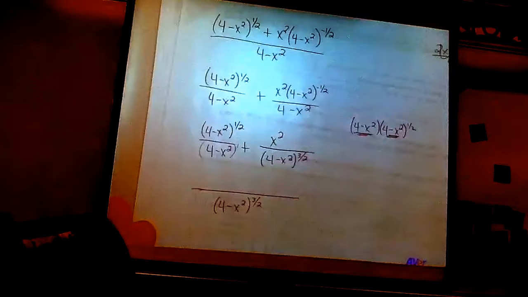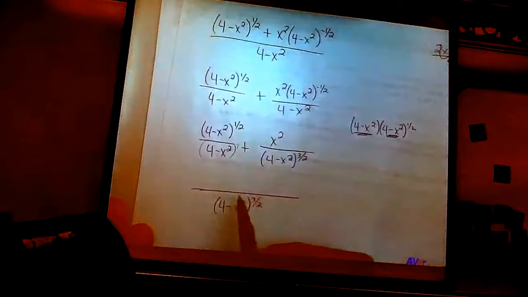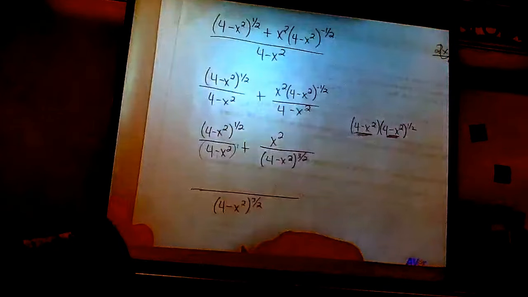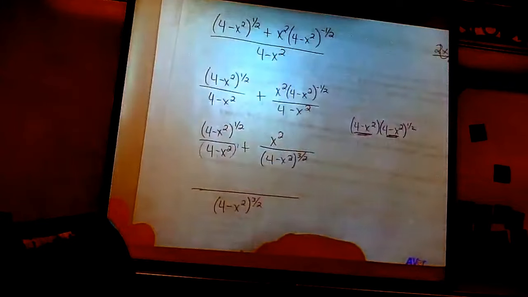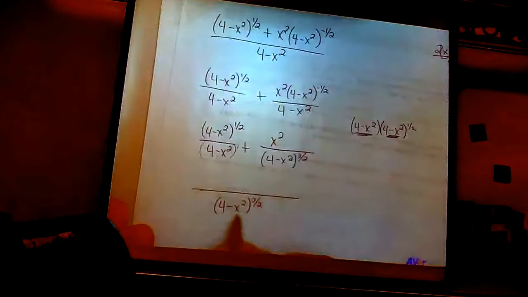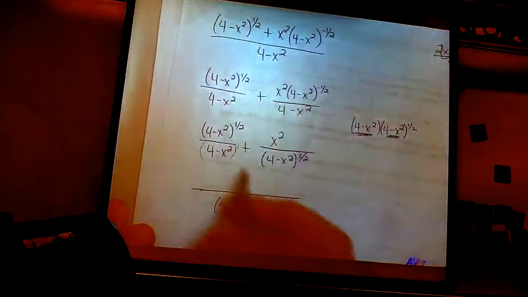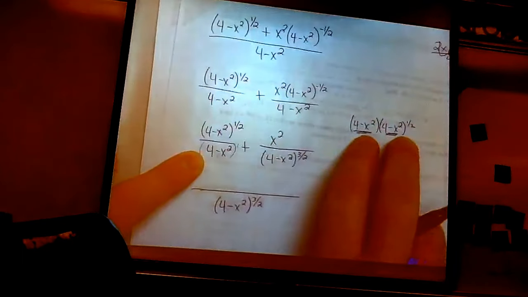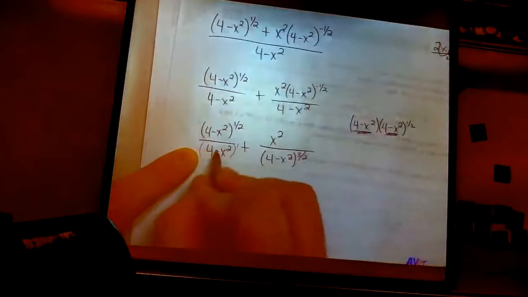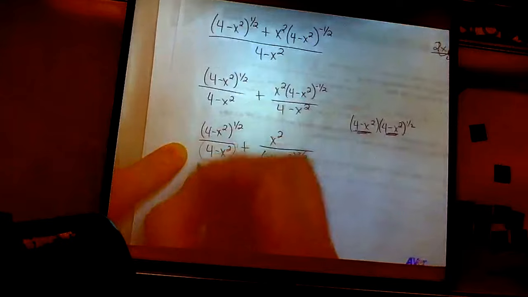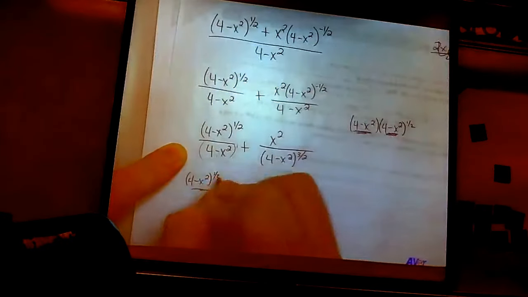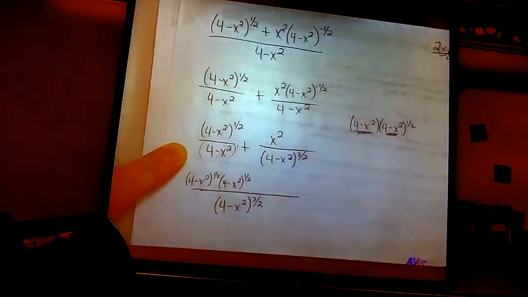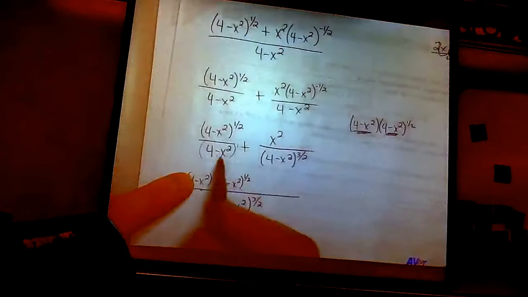You have to multiply everything else on top the same way. Wouldn't it be 4 minus x squared to the second part? What did the bottom of this one get multiplied by to create this? 4 minus x squared to the 1/2 power. If I take that and multiply, look at it, it's right here. If I multiply those, I get that, right? So that one is missing. So basically now on the top of this one, I'll write it all out. You'd have 4 minus x squared to the 1/2 times 4 minus x squared to the 1/2. That's the extra part from getting the common denominator.